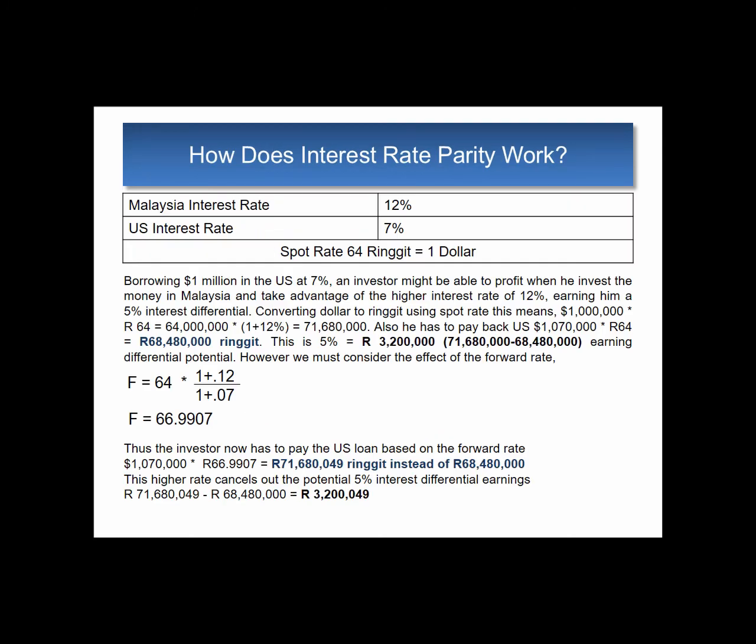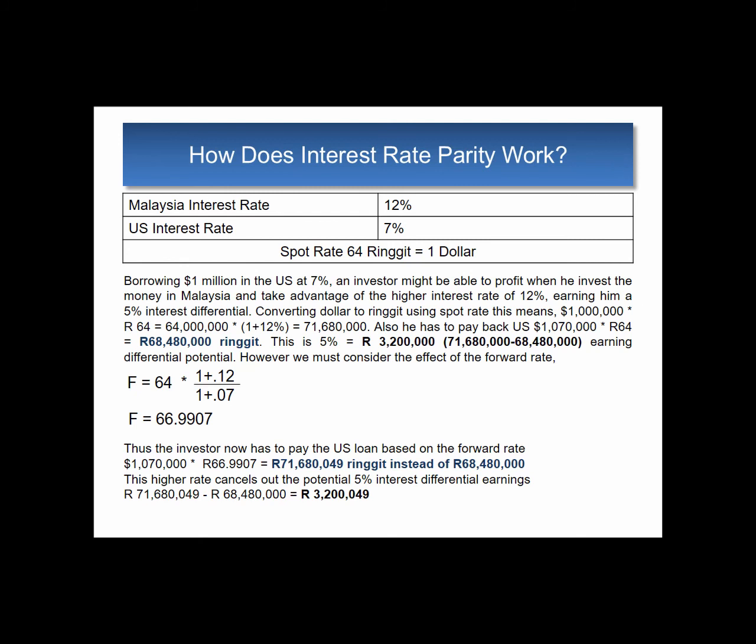Interest rate parity will discourage any arbitrage. This is borrowing at a lower interest rate and investing in another currency that offers a much higher interest rate. As seen with this example, what the investor attempts to earn more is cancelled out because of the rise in the exchange rate. The investor wishes to earn a 5% differential between the interest rate in the US and Malaysia.